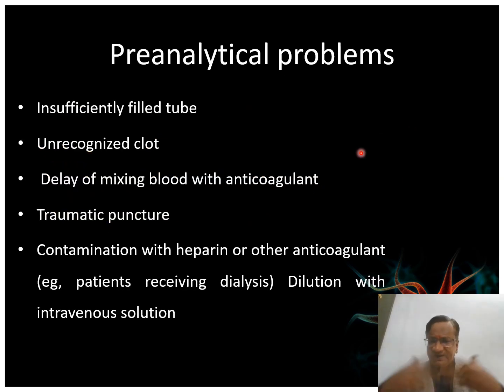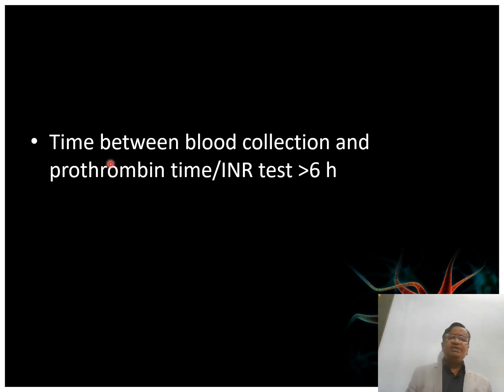Pre-analytical problems. Why do we get an abnormal INR when the patient does not have any disease? Insufficiently filled tube, unrecognized clot, delay in mixing. If you have a traumatic puncture, contamination with heparin, dilution with IV solution. That is what I told you. If the IV is running and you are taking the sample from it, half will be fluid. Also, the time between blood collection and testing, if it is more than 6 hours.